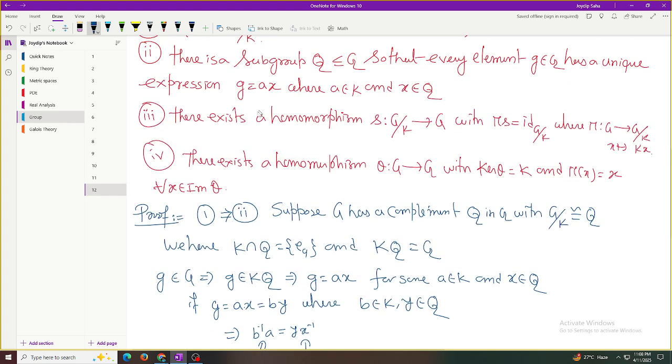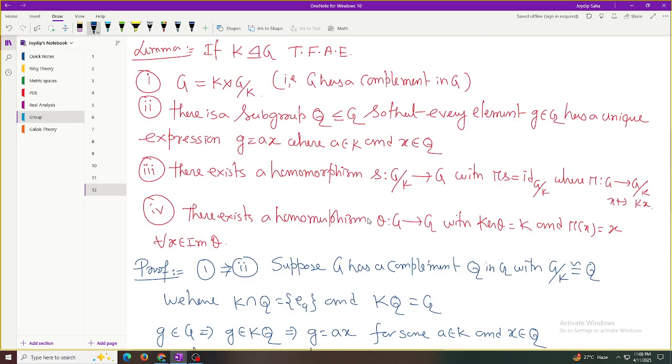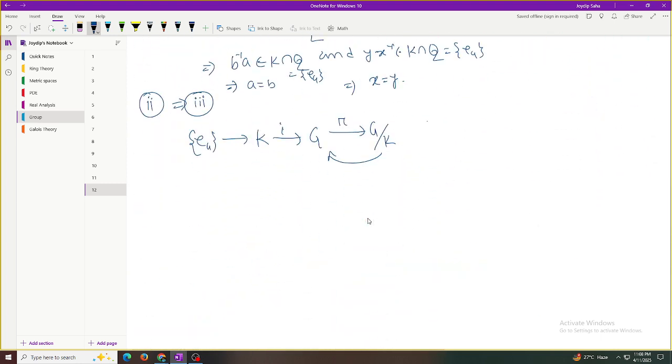So every g has a unique expression. So there is a morphism G to K, and a morphism that is the identity, K to G. This is inclusion and this is projection G mod K. Now you have to take another homomorphism S. You have to construct S. What is S? How to define it?